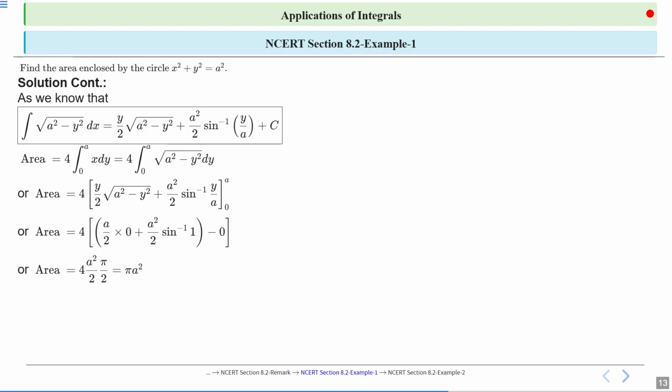So either we use the horizontal strip or the vertical strip, we get the same answer. We use the horizontal or vertical strip according to the variation of the limit, in which case we get a simple limit or a difficult one. We understand this by doing practice.